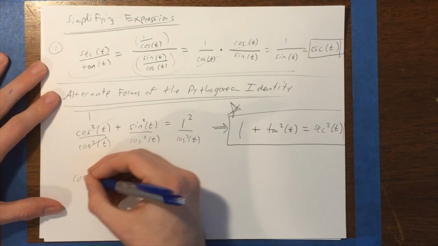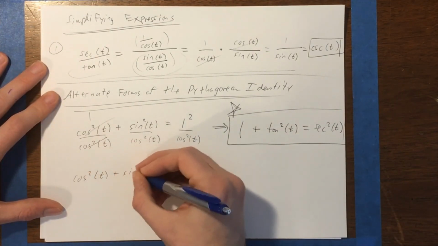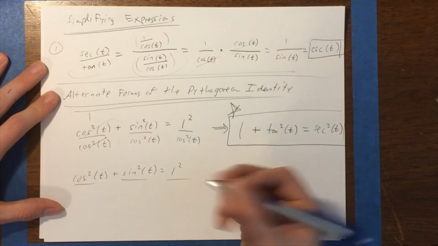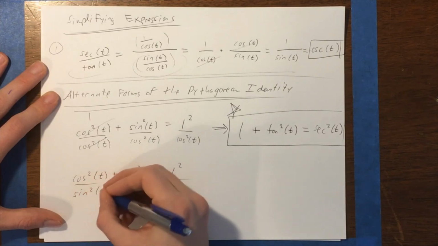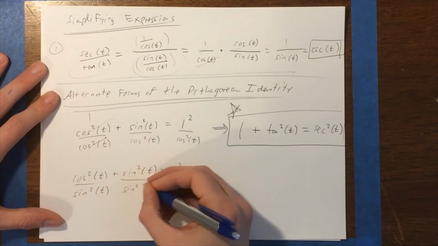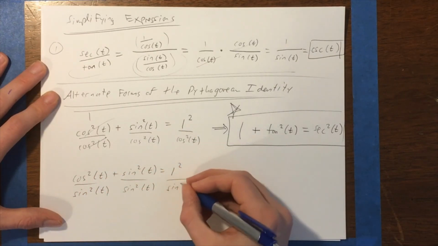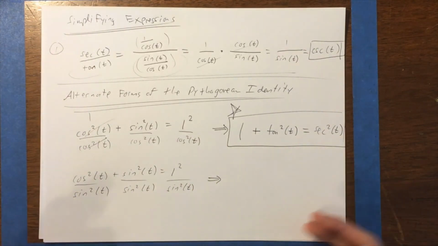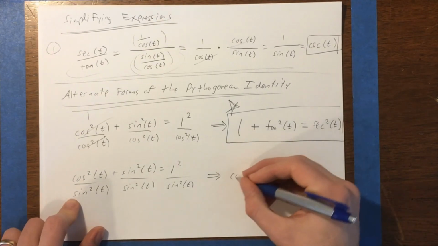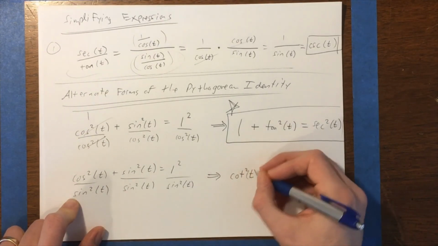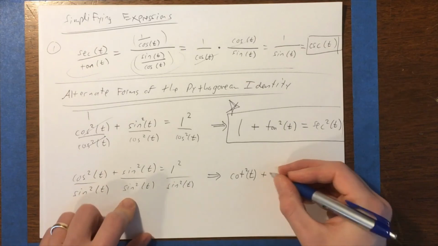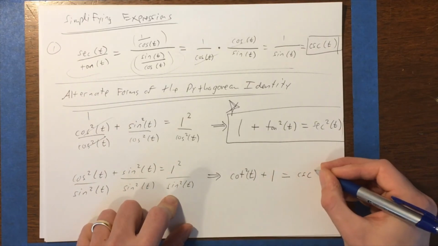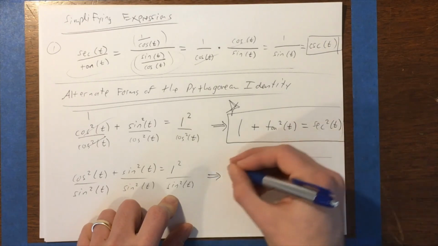And then lastly, if you take the same thing and instead of dividing everything by cosine squared, if you divide everything by sine squared, we get a sort of similar result, but involving some different functions. Cosine over sine is cotangent, so this first term is cotangent squared. Sine squared over sine squared is 1. And then on the right side, 1 over sine is cosecant, so we get cosecant squared.